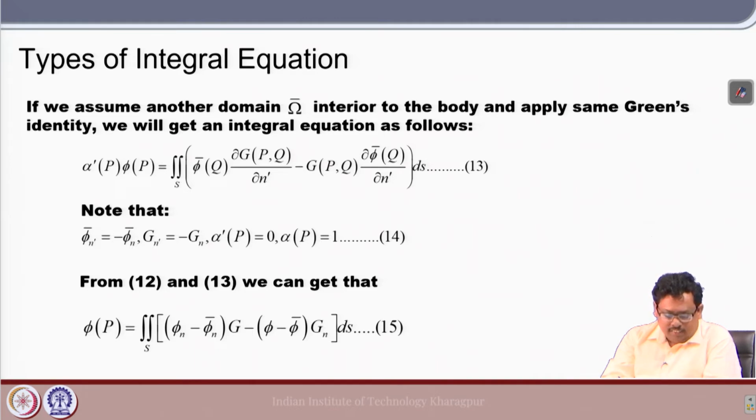Now, what to do with this equation? Here it says phi p is equal to the integral over S of (phi n minus phi bar n) into G minus (phi minus phi bar) into G n, into dS, right. Now, from this equation, how can we obtain the source panel method or the dipole panel method?